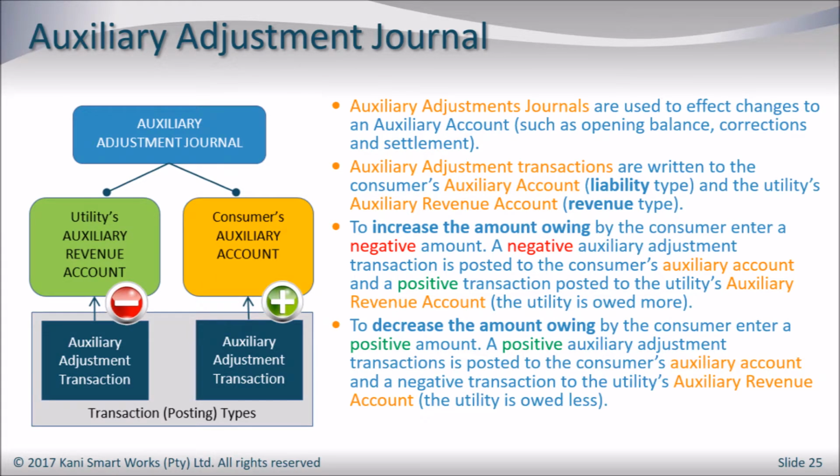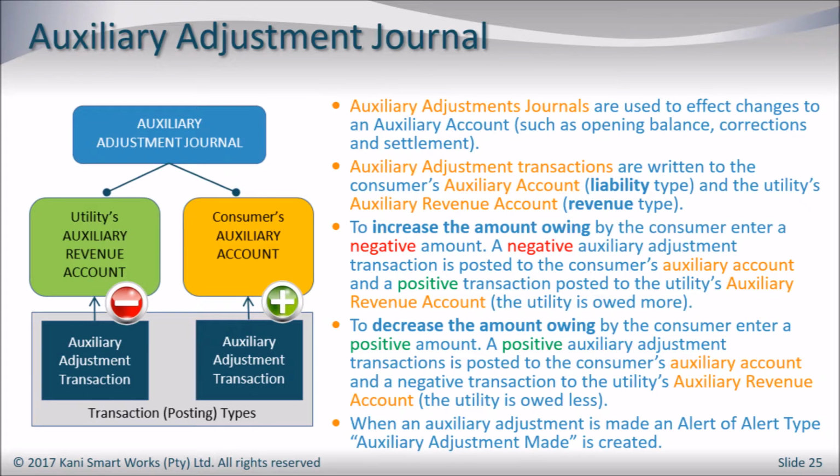To decrease the amount owing by the consumer, enter a positive amount. A positive auxiliary adjustment transaction is posted to the consumer's auxiliary account and a negative transaction to the utility's auxiliary revenue account, so the utility is owed less. When an auxiliary adjustment is made for security purposes, an alert of alert type auxiliary adjustment made is created.